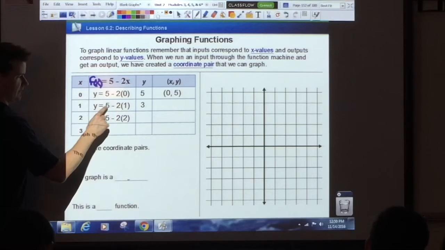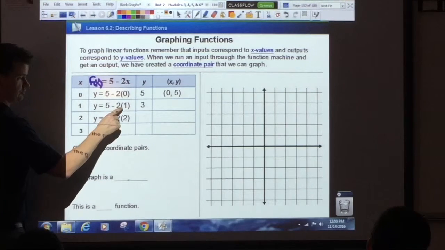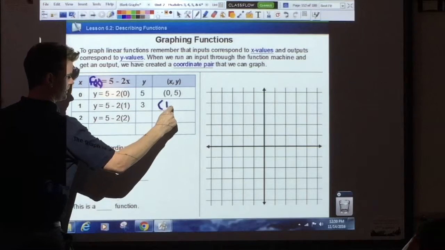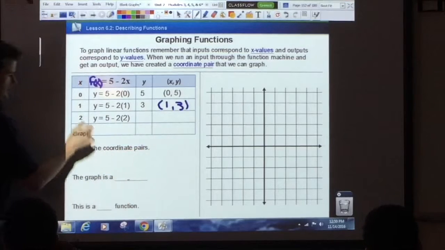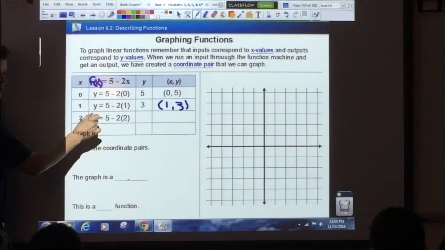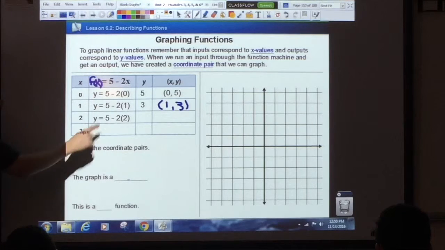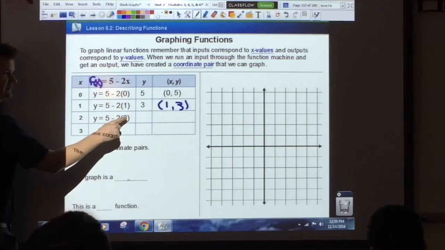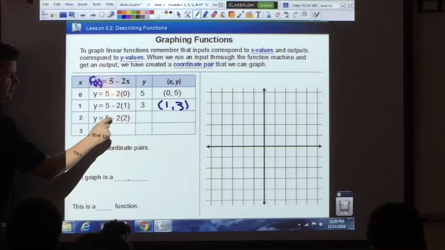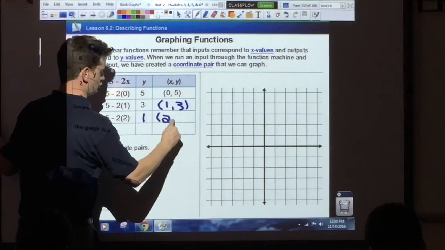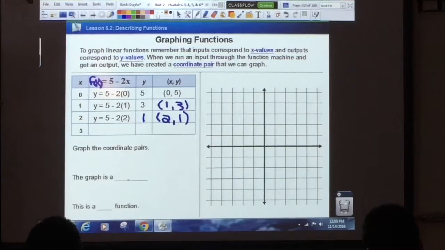I substitute in 1. 5, negative 2 times 1. 5 minus negative 2 is 3. That gives me the coordinate pair of 1, 3. I substitute in 2. Remember, order of operations. Multiplication comes before addition or subtraction. Negative 2 times 2 gives me negative 4. 5 minus 4 is 1. And that gives me 2, 1.